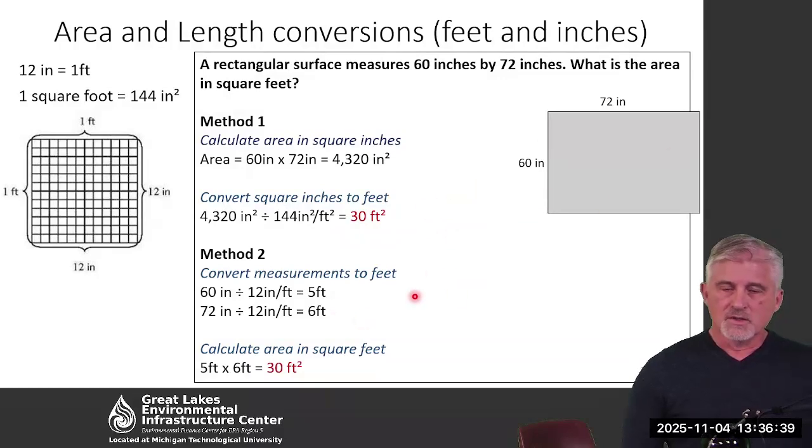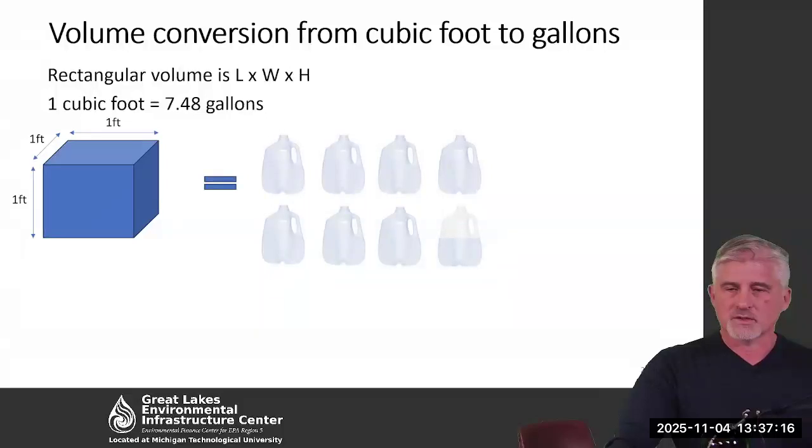The other method would be to convert the measurements from inches to feet right from the get-go. We know there's 60 inches and there are 12 inches in a foot. That means that 60 inches is equal to 5 feet, and 72 divided by 12 gives us 6 feet. So the same rectangle is equivalent to 5 by 6. We can then multiply them together, length times width. 5 times 6 gives us 30 square feet. So it's up to you, whichever way you like. You can go either direction.